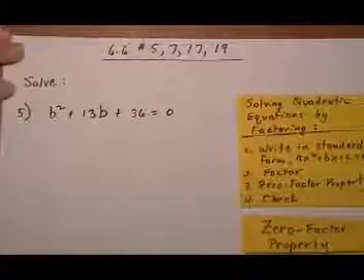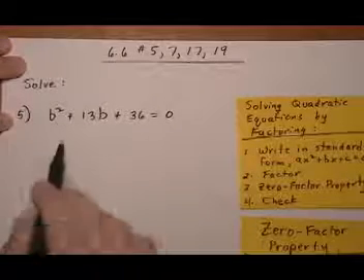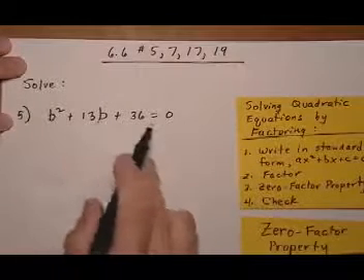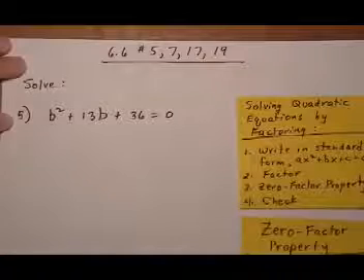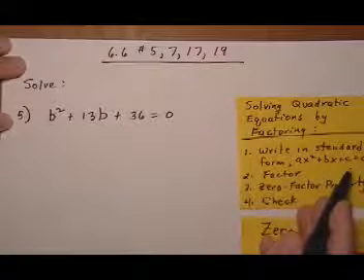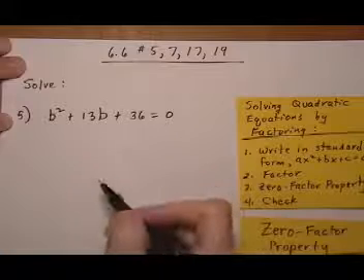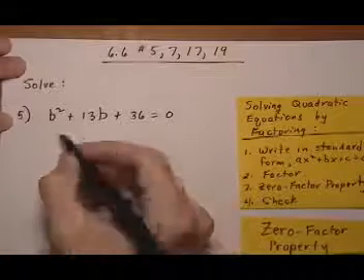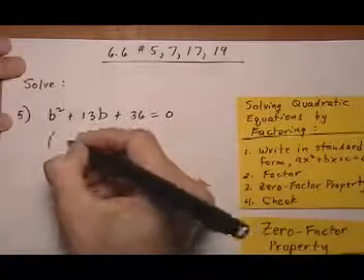Alright, so let's start with number 5. b squared plus 13b plus 36 equals 0. So the first thing we want to do is get it in the ax squared plus bx plus c equals 0 form. Well, this one already is. So step 1's already done. Next thing we do is factor.